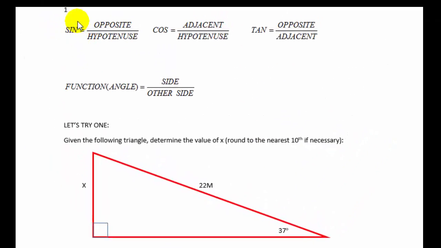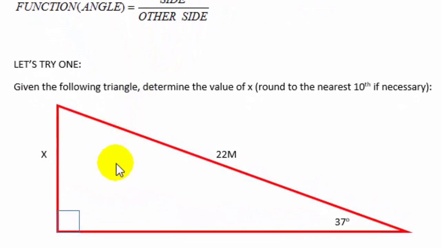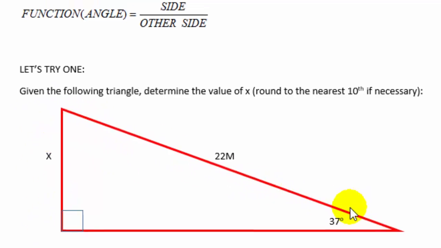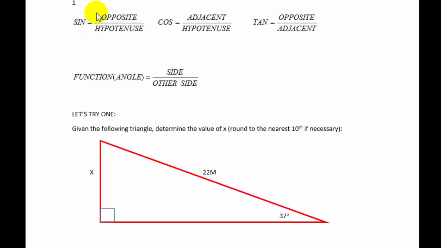Now, we talked about sine, cosine, and tangent. When you're dealing with trig functions, you don't use the 90-degree angle. You use one of the other two angles. In this case, the angle that we're going to use is the 37-degree angle. If we're using the 37-degree angle, then x is the opposite side, and the 22 meters is the hypotenuse. So the function that uses the opposite side and the hypotenuse is the first one. It's sine. That's the opposite divided by the hypotenuse.